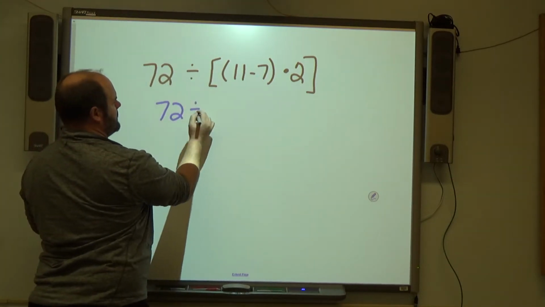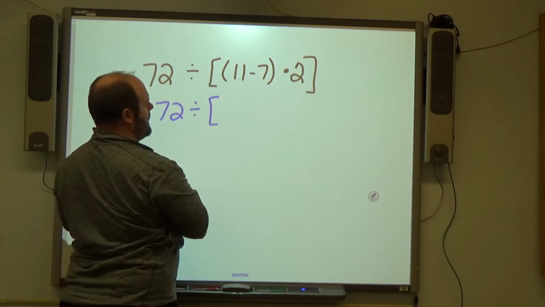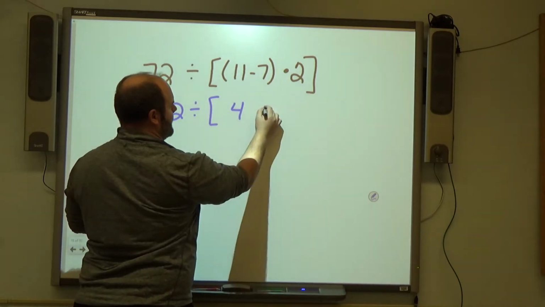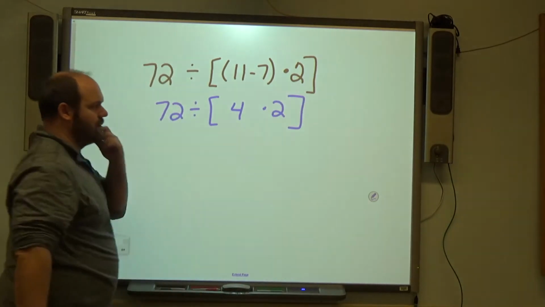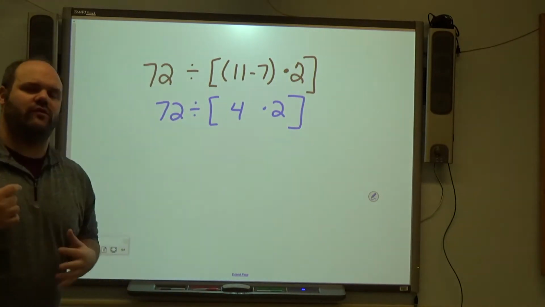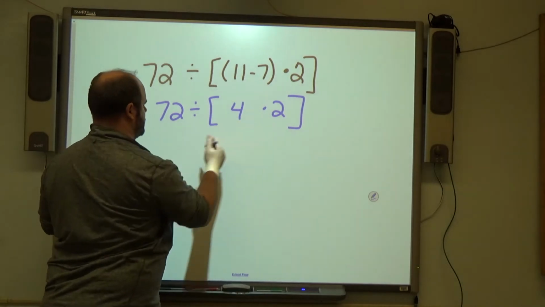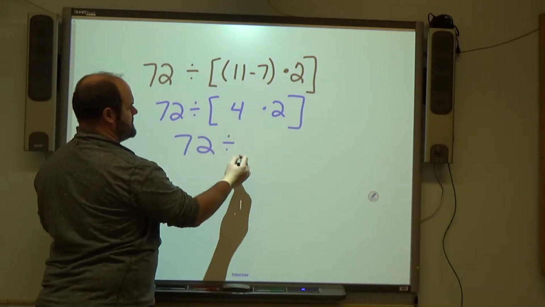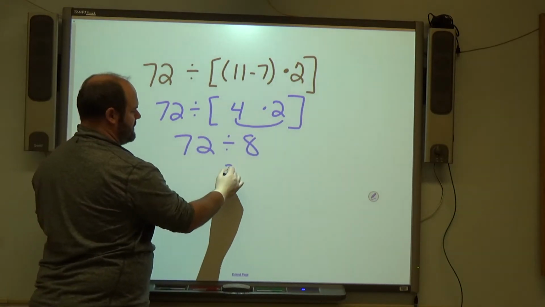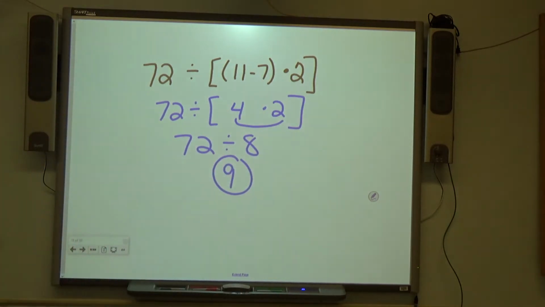So I rewrite everything down. I still have my brackets. 11 minus 7 is what I'm doing first. That is 4. And I can get rid of those parentheses because everything's still going to be inside the brackets. Okay? This is still your grouping symbol. These are still like parentheses. You have to do this first. So 72 divided by 2 times 4 is 8. And then 72 divided by 8 is 9. Okay? So just kind of a layout of a problem that you may run into brackets here later on.